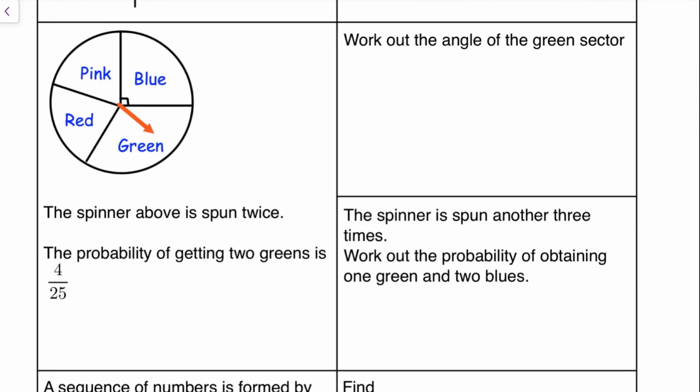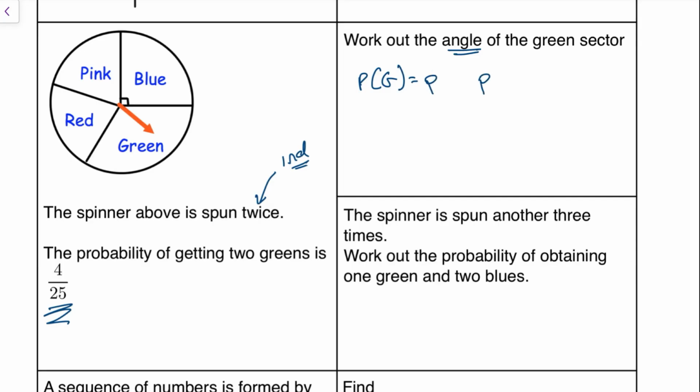Next question. The spinner above is spun twice. Now, what's important here is this is independent because it is not conditional on the thing I've just done. The probability of getting 2 greens is 4 out of 25. Work out the probability of getting a green. Well, what I do know from down here is the probability of getting 2 greens. I'm going to say the probability of getting green is p.